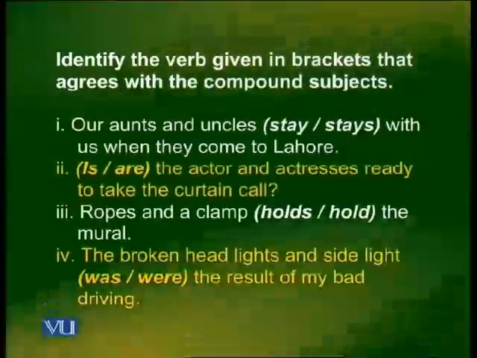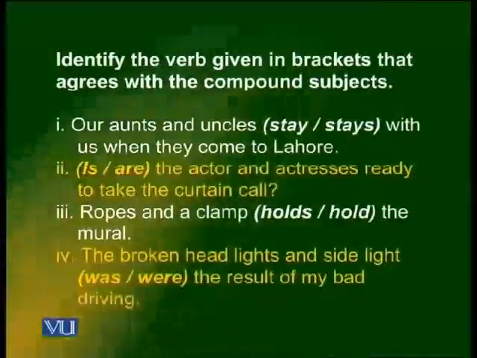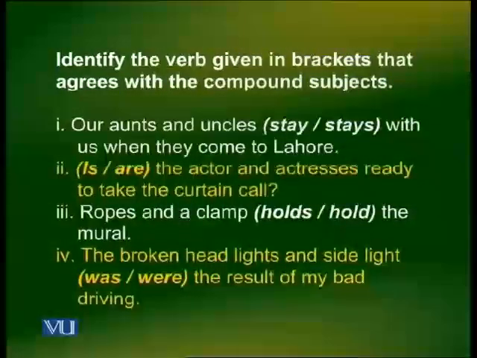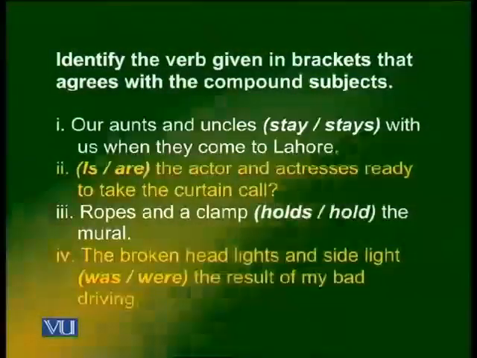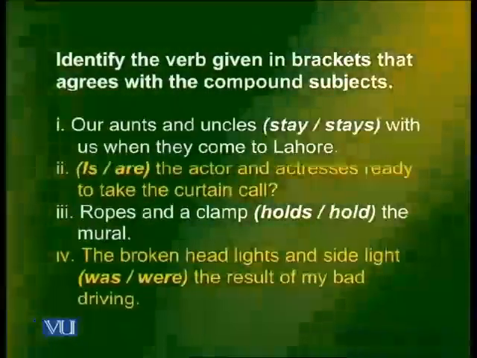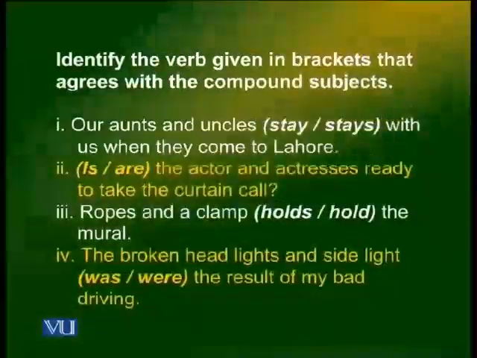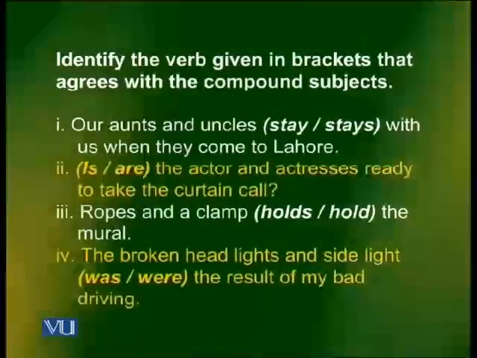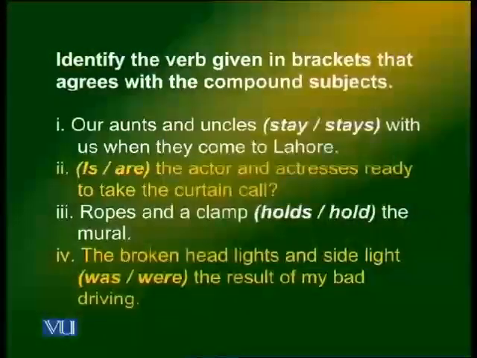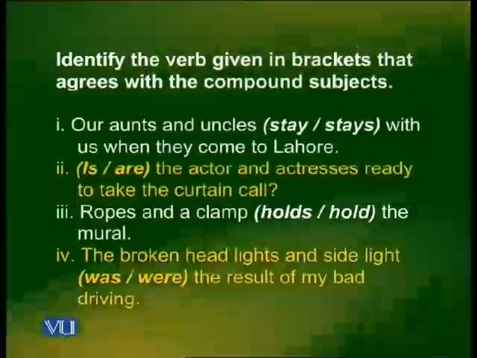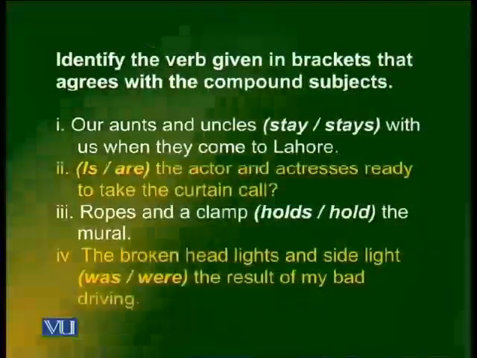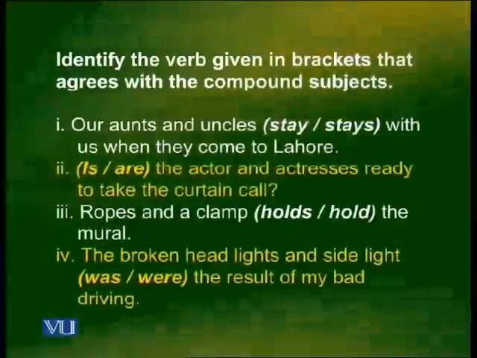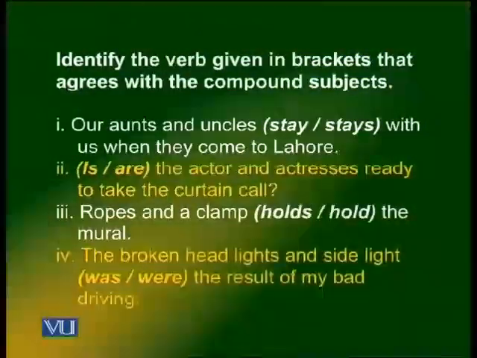And over there, the verb is are, right? Number 3, ropes and a clamp hold the mural. Mural is a big painting, a huge painting that is on the wall. Number 4, the broken headlights and side light were the result of my bad driving. And over there, the correct verb would be were.